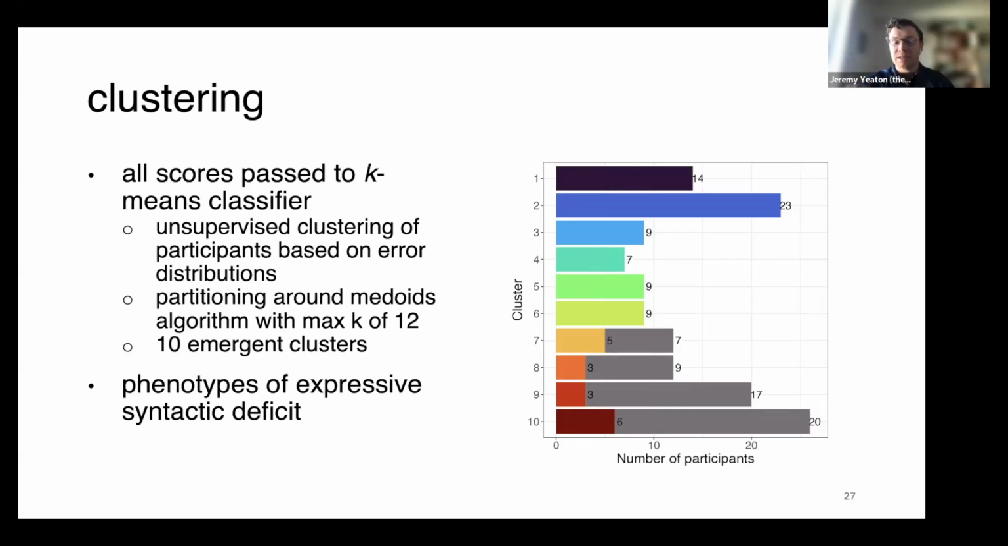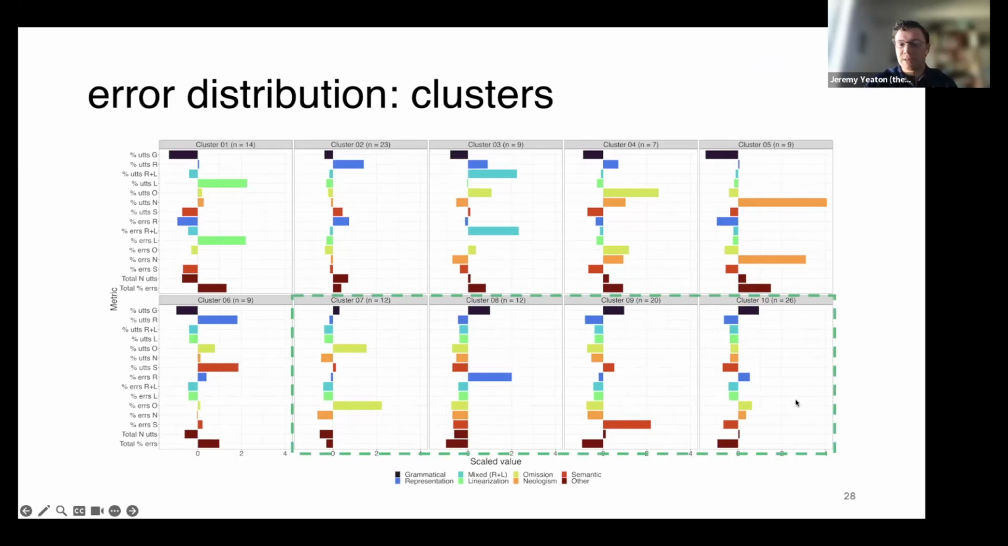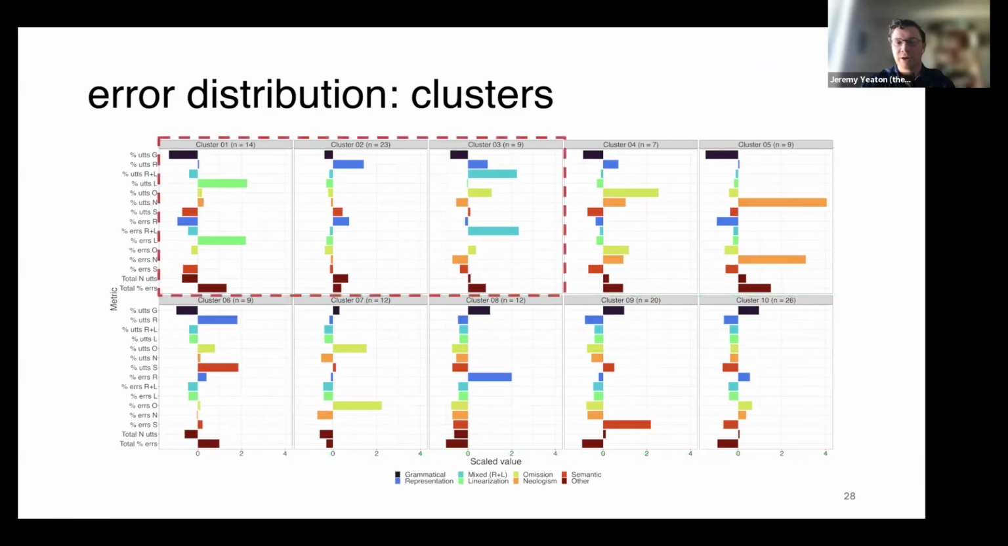On the other hand, we see that healthy controls distribute differently than each other. So it is not that healthy controls have a monolithic distribution over error types. People have different phenotypes for the types of errors that they produce as they age. So, okay, interesting. And then these are the error distribution over all of the clusters. These 4 are our healthy controls. We see that, yes, we have different weights for each of them. We don't really care that much. These are the fun ones. These are the clusters that seem to have distinct syntactic deficits.